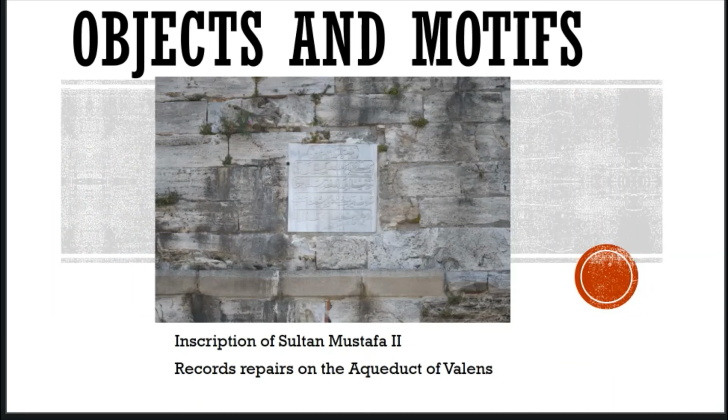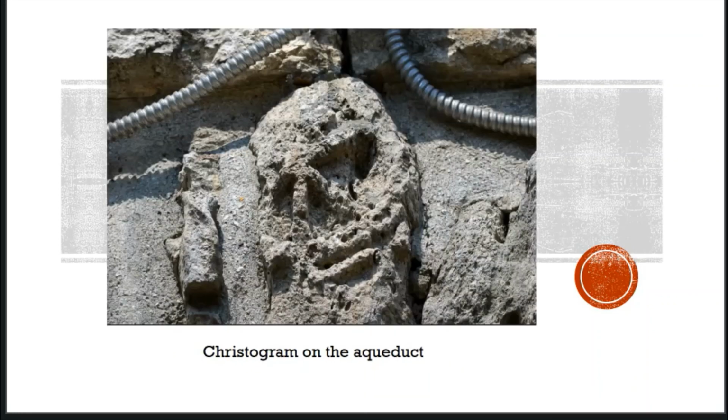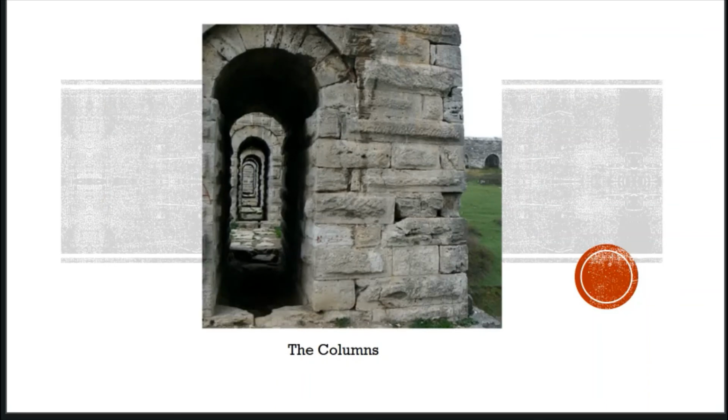I show some objects and motifs: the inscription of Sultan II Mustafa, which records reports on the aqueduct of Valens. This is the inscription on the aqueduct, and columns.